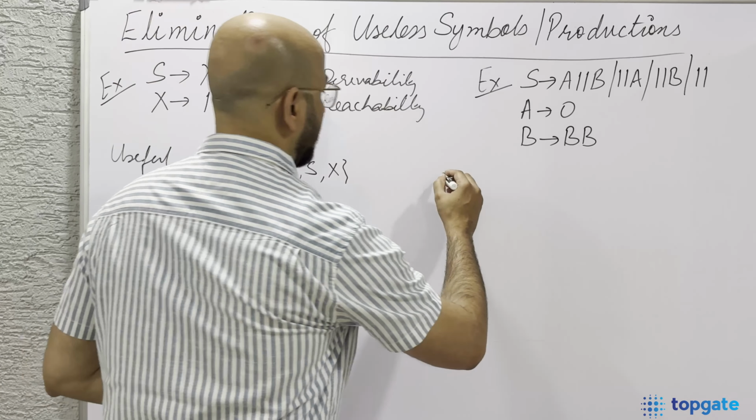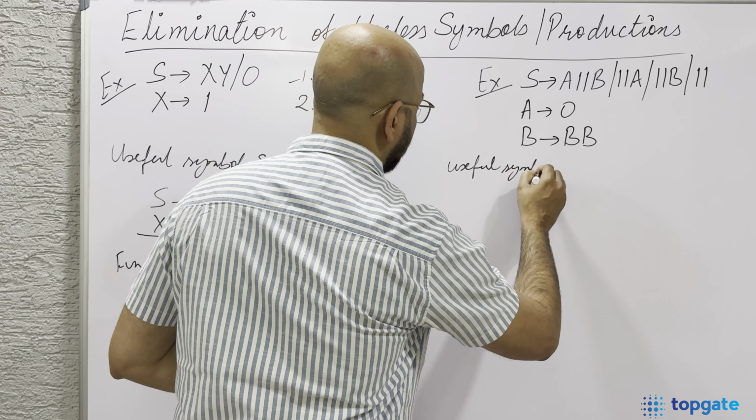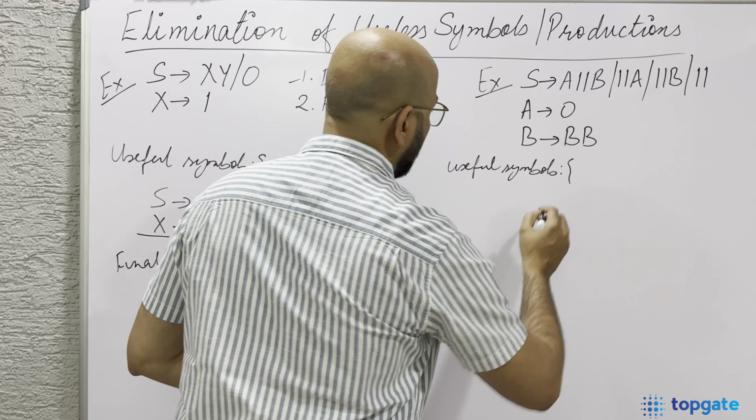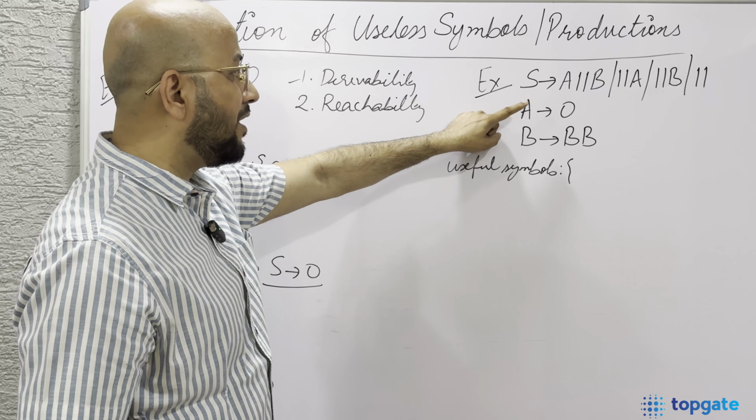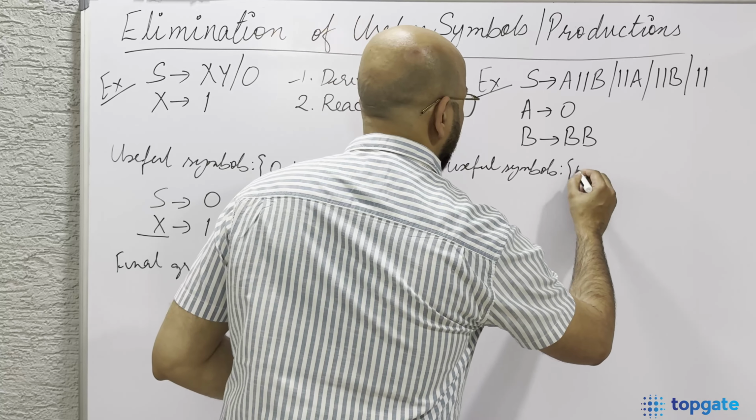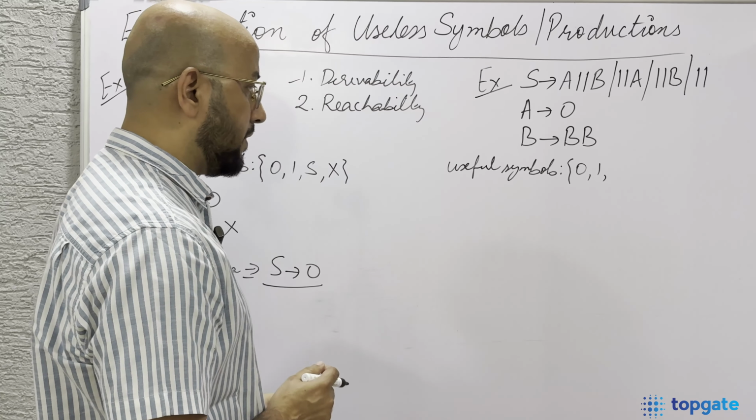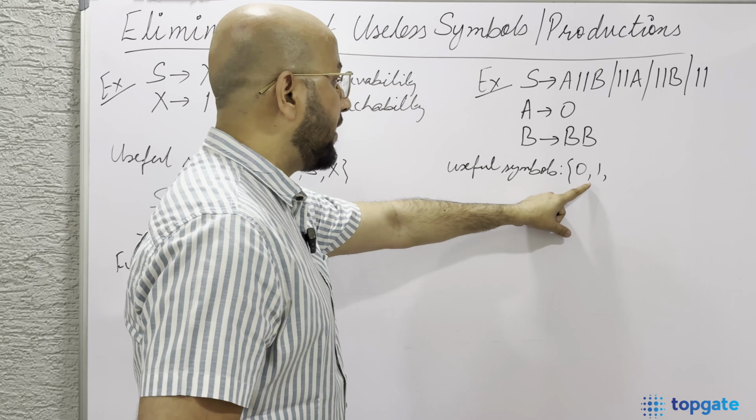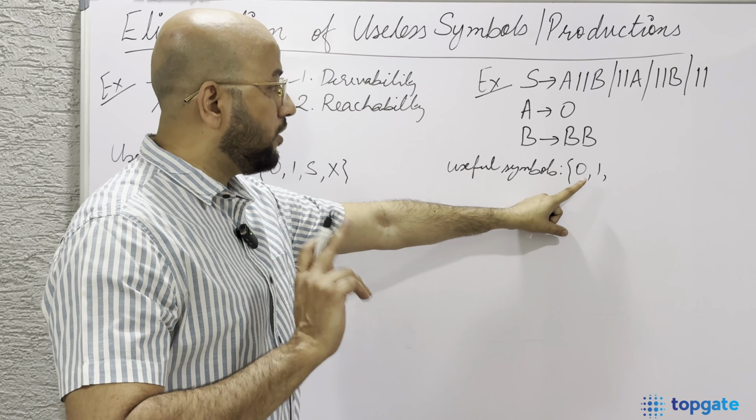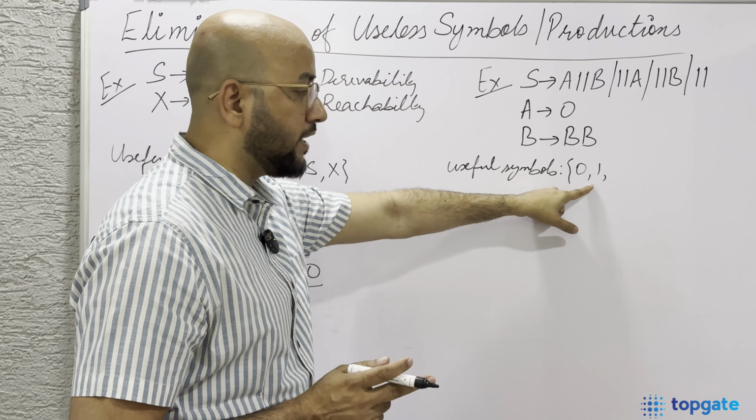Okay, so in this one, the useful symbols are, first of all, I'll just put all the small letters or the terminals in the useful symbols category. That means 0 is my useful symbol and 1 is also my useful symbol. Now in the second step, I'll try to find out those variables on the right hand side if I am getting any combination of zeros and ones.